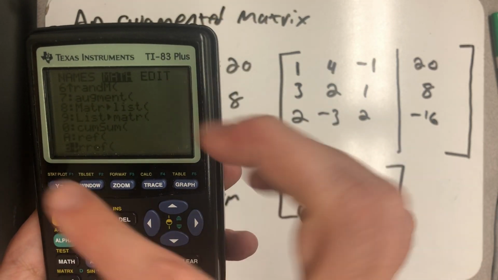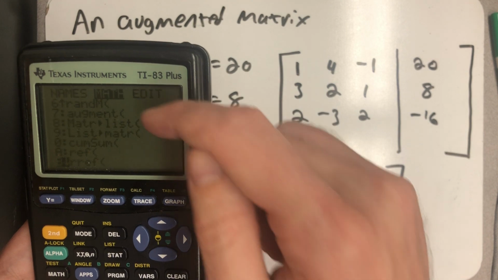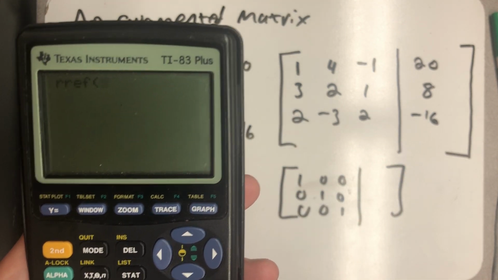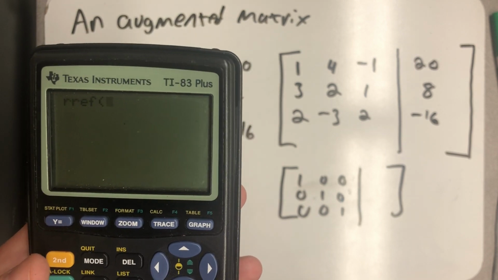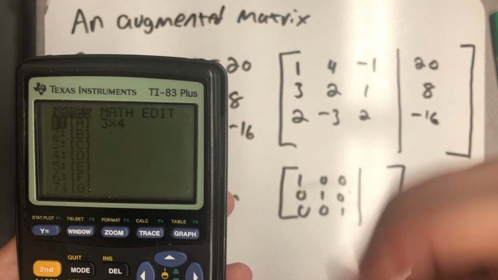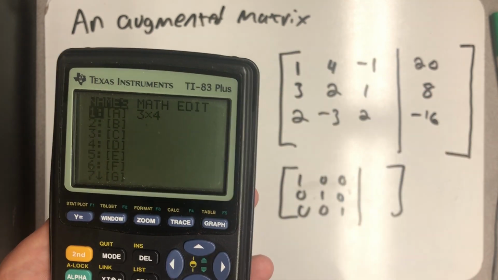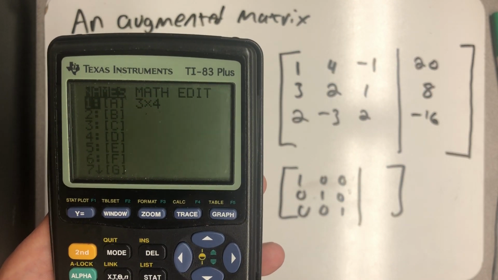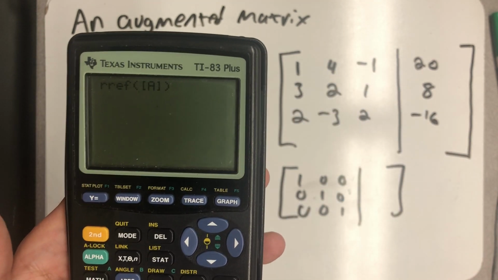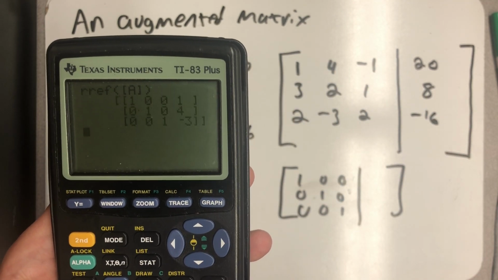All right, so we hit second matrix, we went over to math, we scrolled down to RREF, and we're going to press enter. And now we need to tell the calculator what matrix we were using. So I hit second matrix again, and this time under this first column where it says names, I'm going to choose matrix A because that's where I typed this matrix in. You don't actually have to close this parenthesis, but I feel better doing it, and I'm going to press enter.